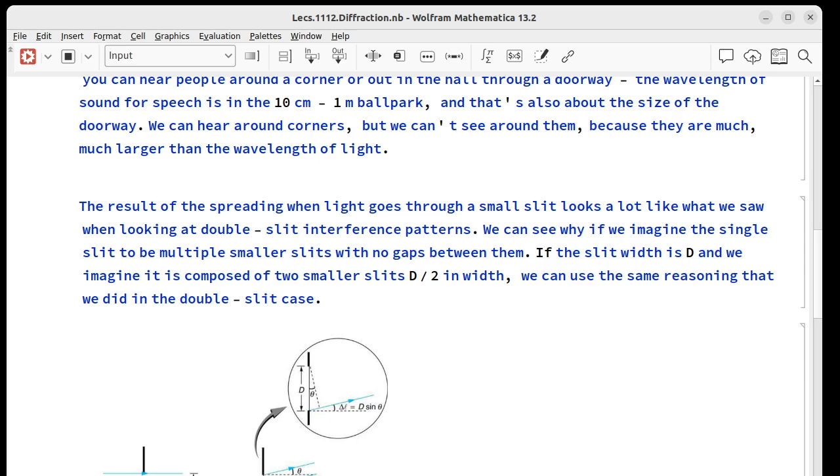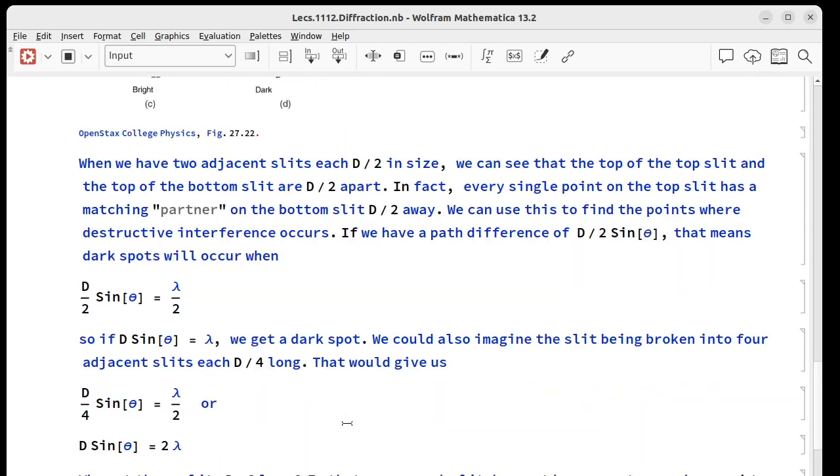So each one has a partner. The very top of the top slit is matched by the very top of the bottom slit. The bottom of the top slit is matched by the bottom of the bottom slit, and they're all d over 2 away from each other. So we get the interference pattern we would get if we had two slits d over 2 away from each other. And we can use this to find the points where we get destructive interference. So, for example, if we have a path difference of d over 2 sine theta, we'll get a dark spot when that path difference is 1/2 of a wavelength.